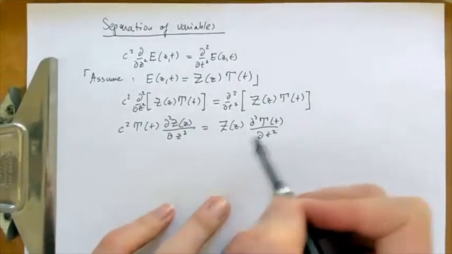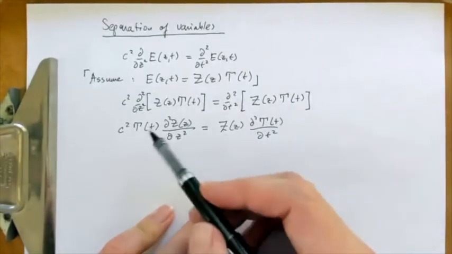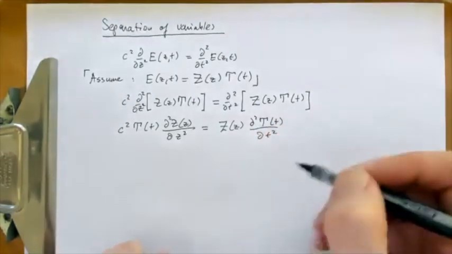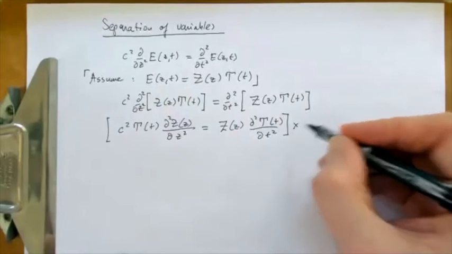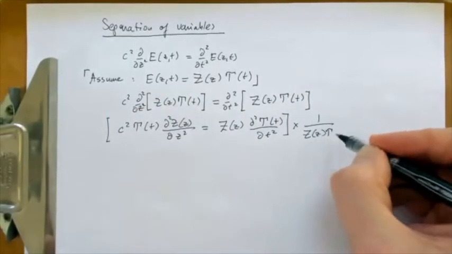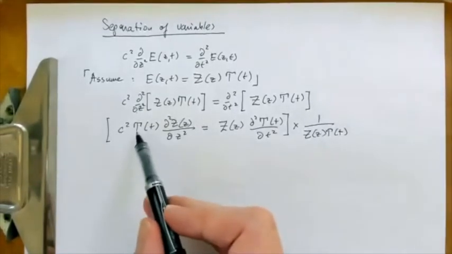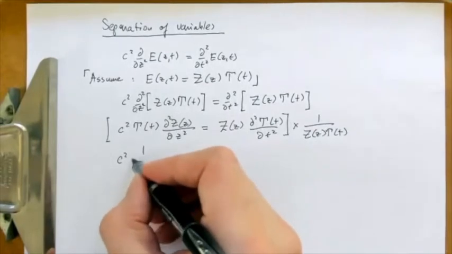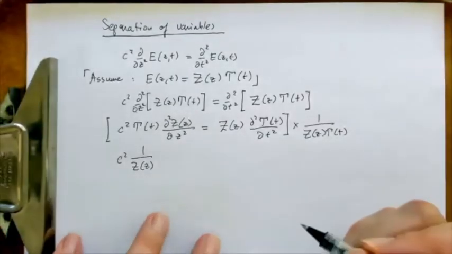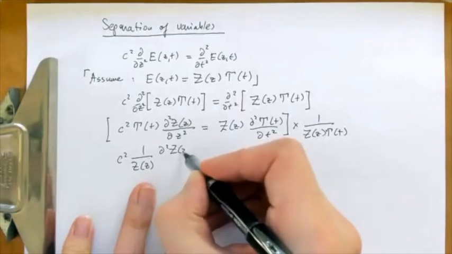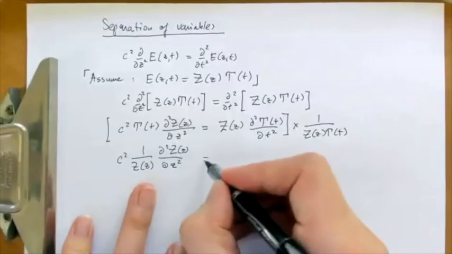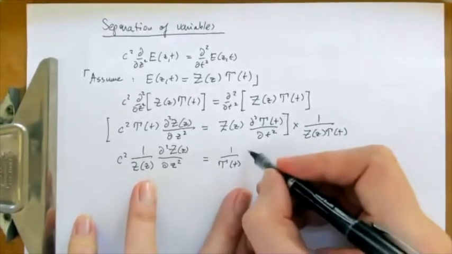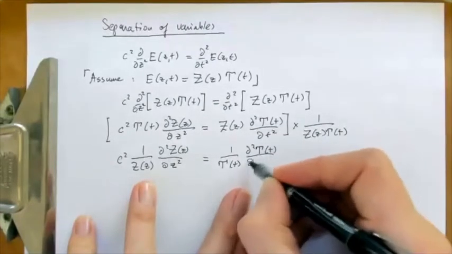And now there's something special that has happened, and I don't know if you can see it yet. On the left-hand side, we have a derivative of Z and the original function T. On the right-hand side, we have a derivative of T and the original function Z. If we now divide both by the product of Z and T, then for the left-hand side here, we'll divide out the T and we'll end up with the Z in the denominator. So we'll end up here with a c squared, 1 over Z, d squared Z dz squared. And now on the right-hand side, we'll have gotten rid of this one, but we'll have a 1 over T, and then this is d squared T dt squared.